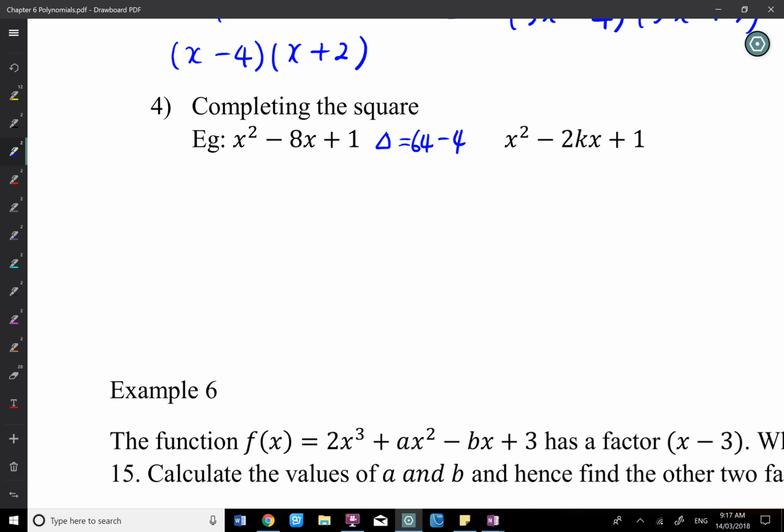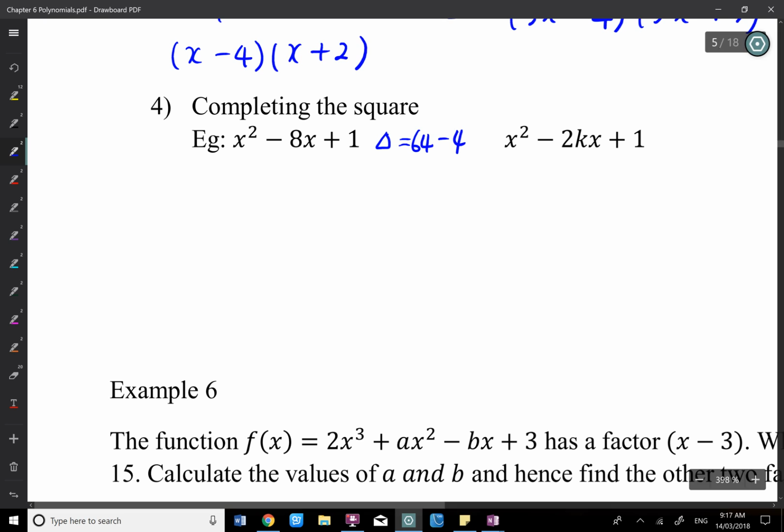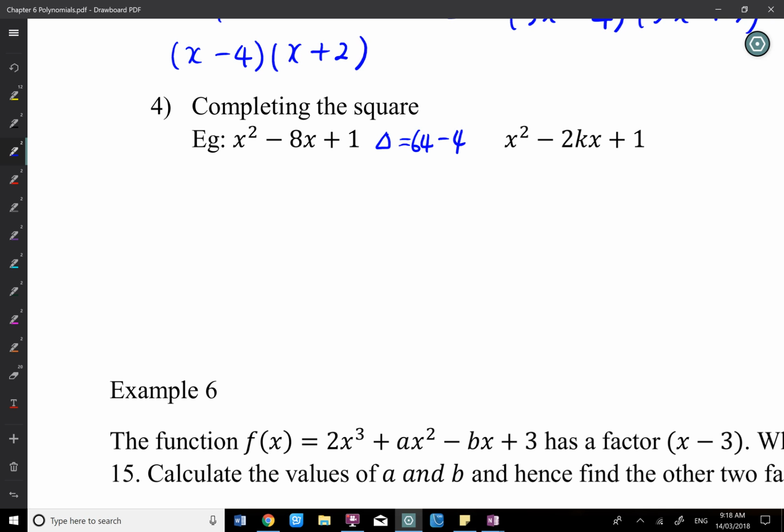The last choice we will use is completing the square. The last thing we'll use is completing the square when we have no choice. We know it can be factorized, but I can't use cross multiplication and I can't use a squared minus b squared. So I'll use completing the square.